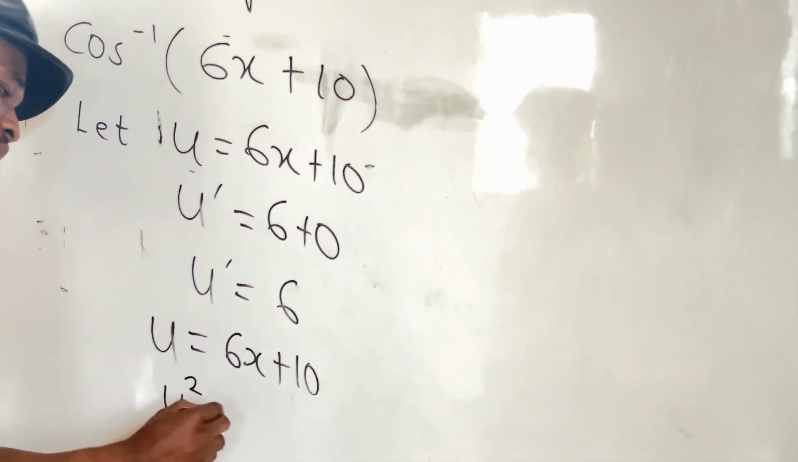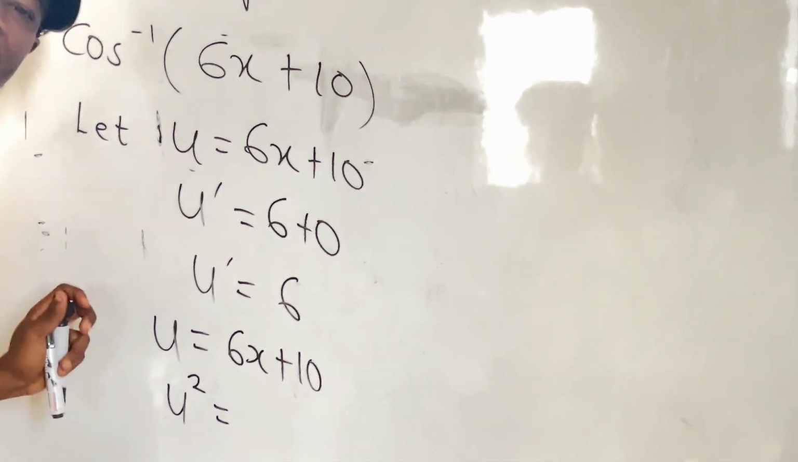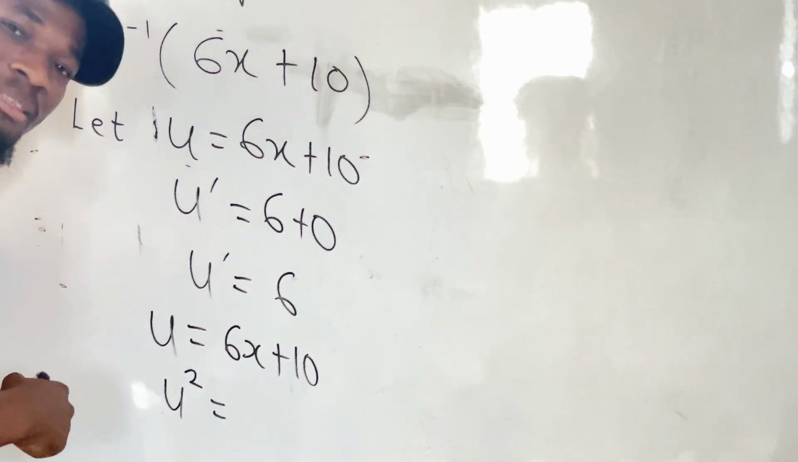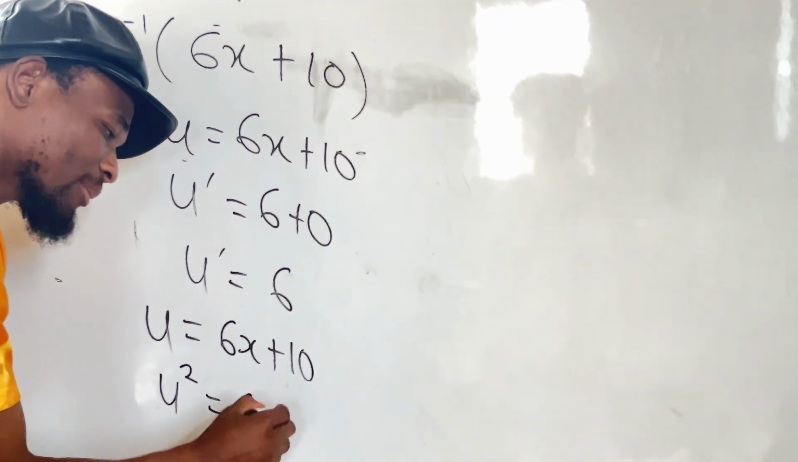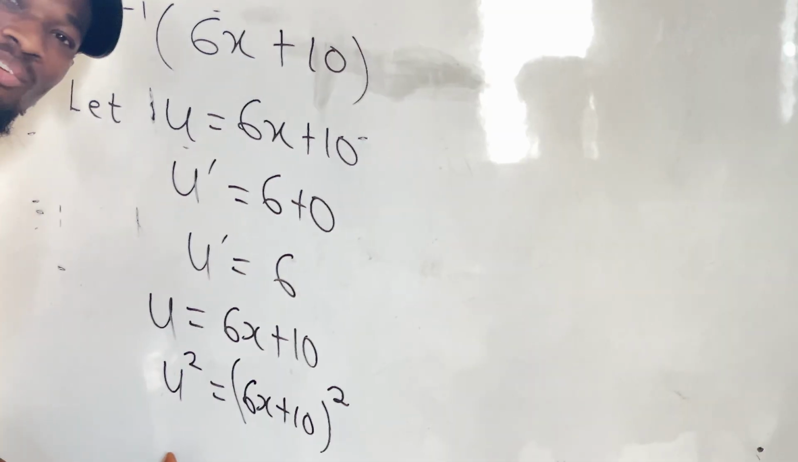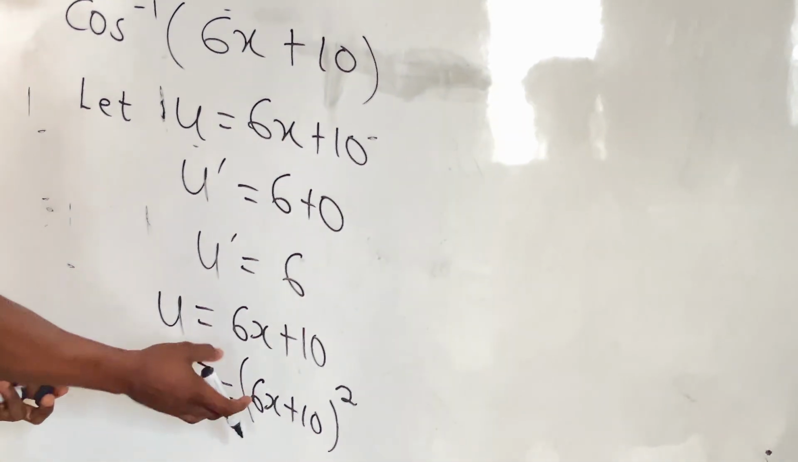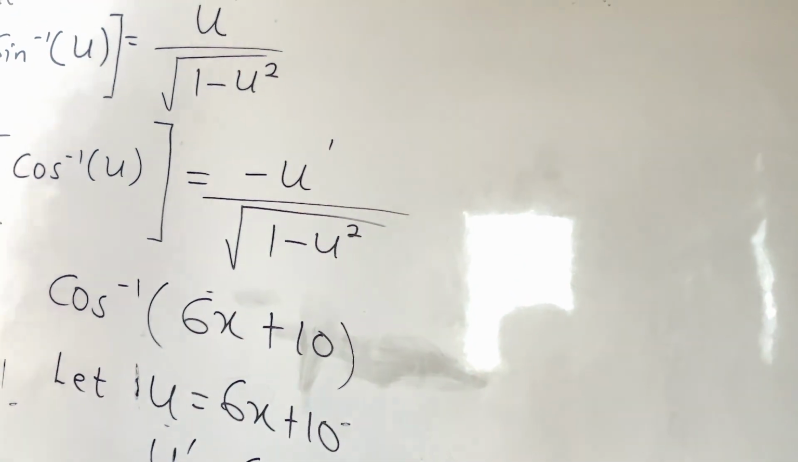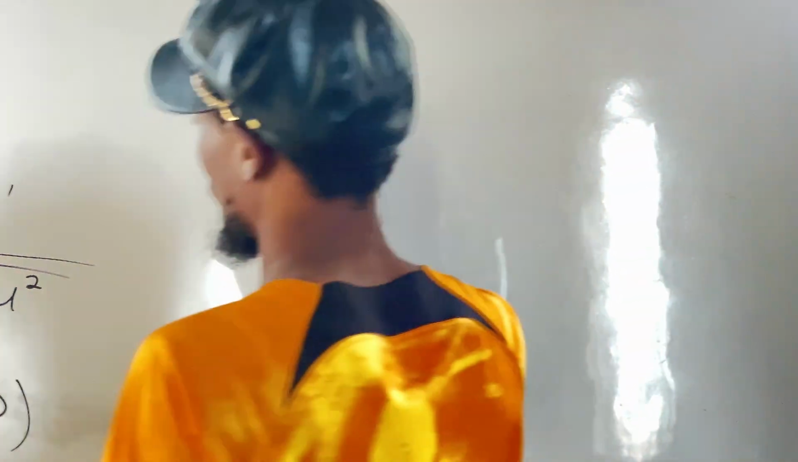U squared is equal to, whatever you do to the left hand side, you do the same to the right hand side. So you also square the expression. So you have 6x plus 10 all squared. As simple as that. Let's substitute these into the formula. So therefore, we have this.